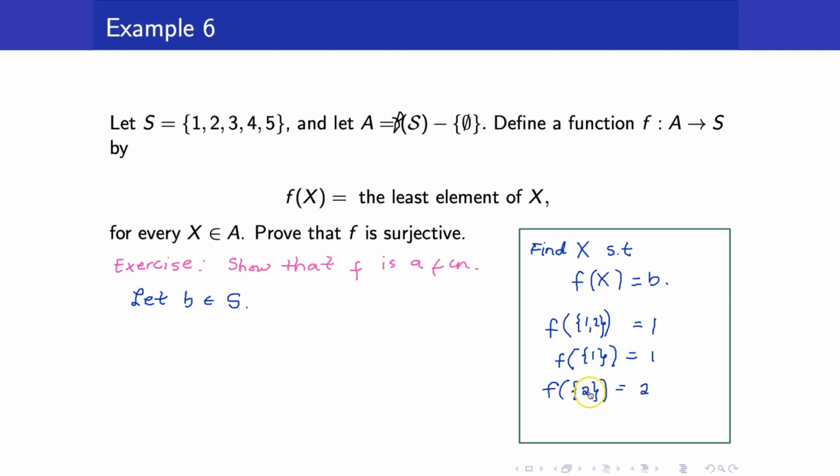So therefore, from here, we can now generalize this. What would be the X? What would be the pre-image of B? That would be the set containing B. So we have, note that f of {B} is equal to the least element of {B}. And since that is the only element there, the least element is exactly B. So there you go. That's it. So that is why f is surjective.